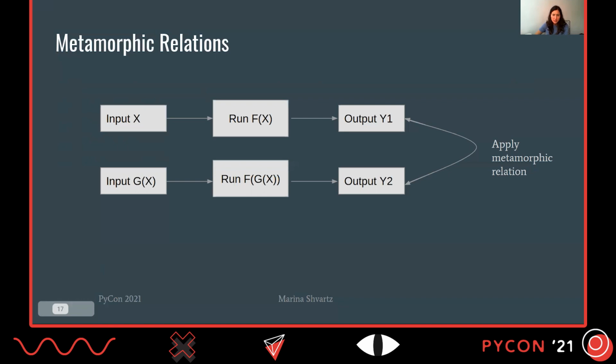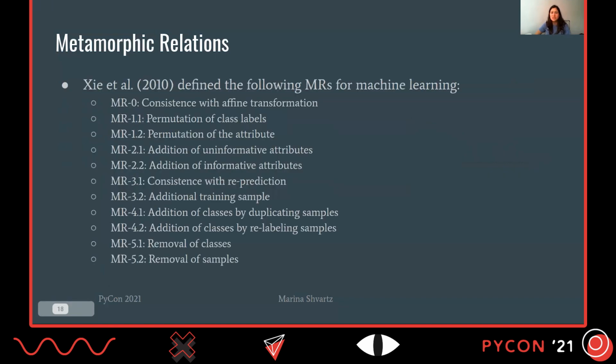To give you some examples of metamorphic relations for machine learning, I use the relations suggested in the paper by Xie et al. for classification algorithms. For example, what you can use is permutation of class labels, addition of classes by relabeling samples, and removal of classes. In follow-up papers, it has been validated that this approach is really effective in machine learning algorithms, and it improves the quality of the software.